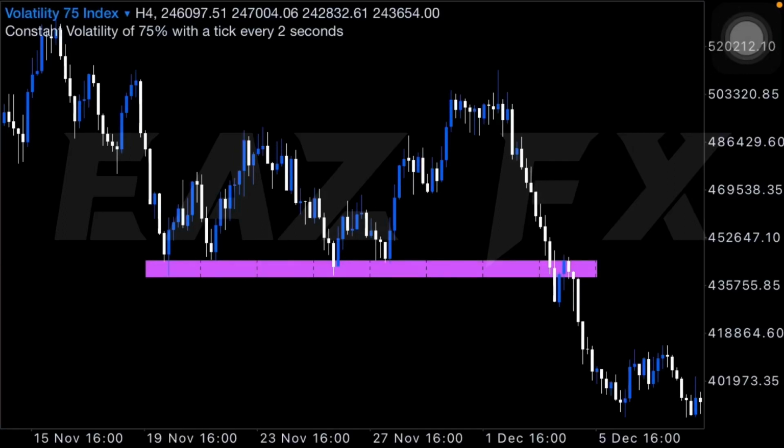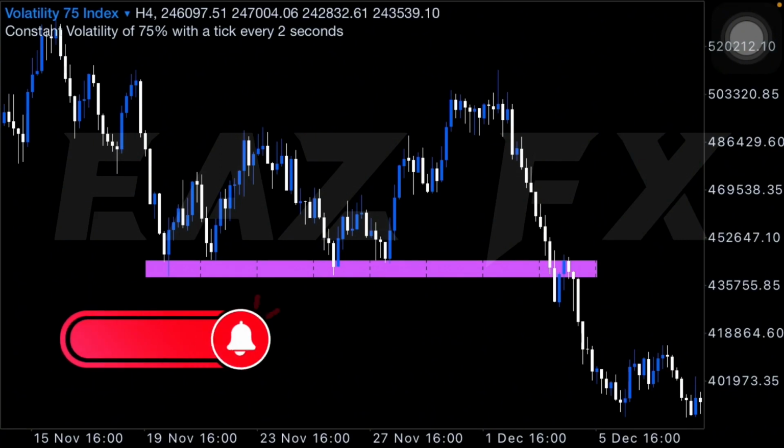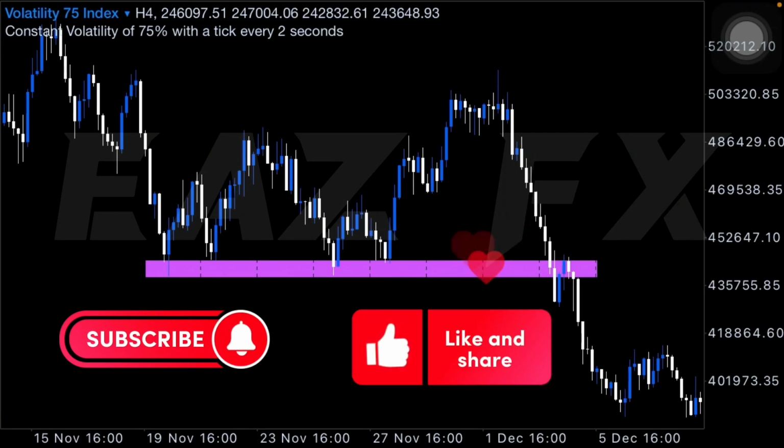Okay, traders, in today's video I'm going to show you why price bounces off this support level multiple times and why finally it breaks this level. Mind you, what I'm going to show you here is based on this support level, but it can be implemented for supply zones as well, or resistance levels as well.